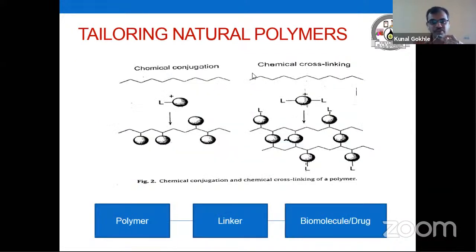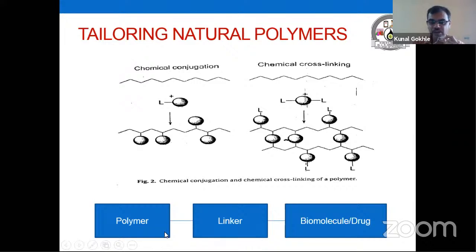Natural polymers after modification can exist in three major types. It can be a chemically conjugated polymer. Here is a pictorial representation of what we mean by chemical conjugation. The drug can be directly attached to the polymer by cross-linking. The other is chemical cross-linking of a polymer, where two polymers are attached to each other by cross-linking, which is also called grafting of a polymer, like we know grafting of plants. Similarly here, two polymers of different molecular weight, maybe two different heteropolymers or two different homopolymers, we can cross-link with each other. And to this cross-linked polymer, we can attach our drug, or we can attach our biomolecules.